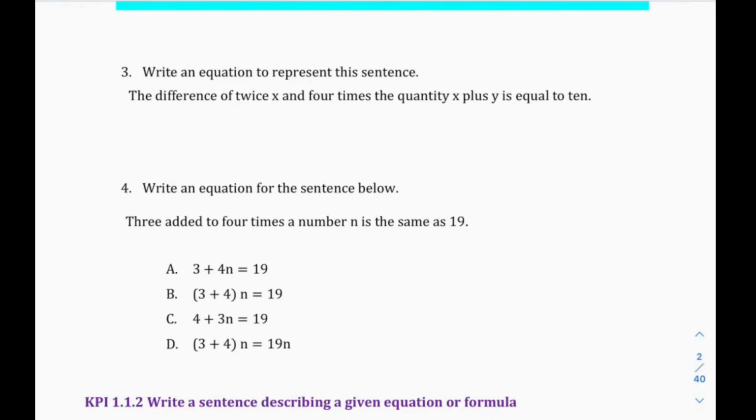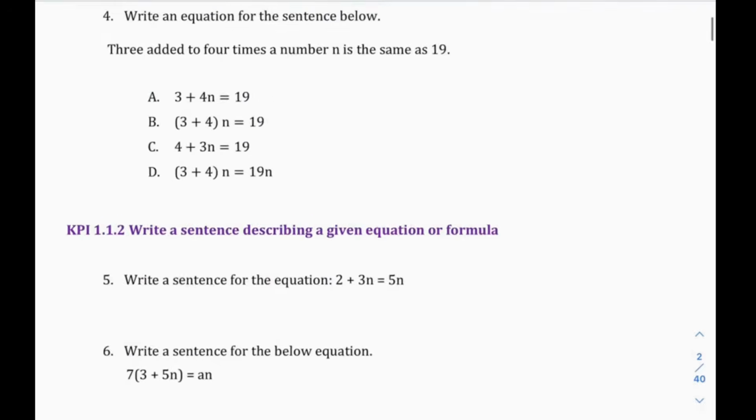Write an equation to represent this sentence. The difference of, so minus, what and what? Twice x on this side, 2x, twice or double, it's multiplication by 2. And the other side is 4 times what? The quantity, open bracket for the quantity. In the quantity we have x plus y, and outside is equal to 10.